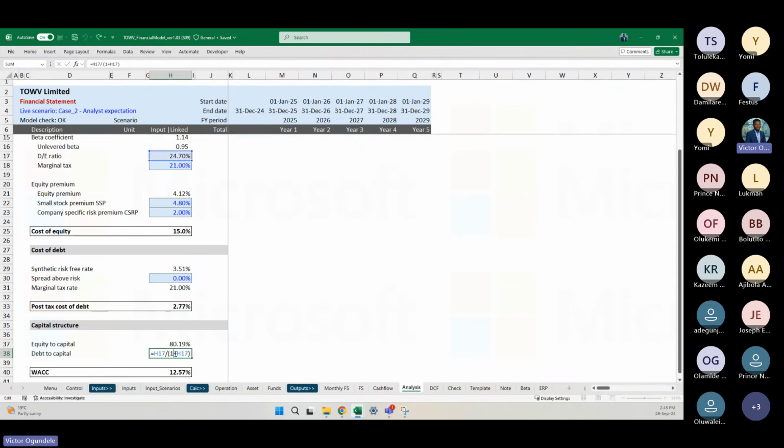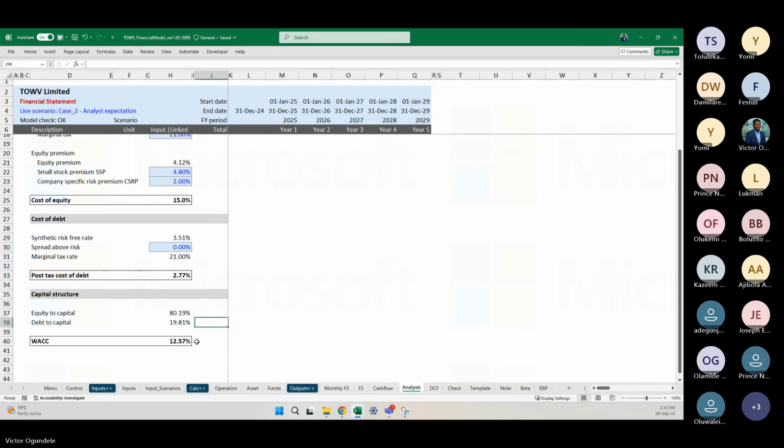So since you have your debt to equity, just take your debt to equity divided by, open your bracket, 1 plus the same debt to equity. So if you do equal to debt divided by equity here, it should give you the same value of that debt to equity that you have. Okay.